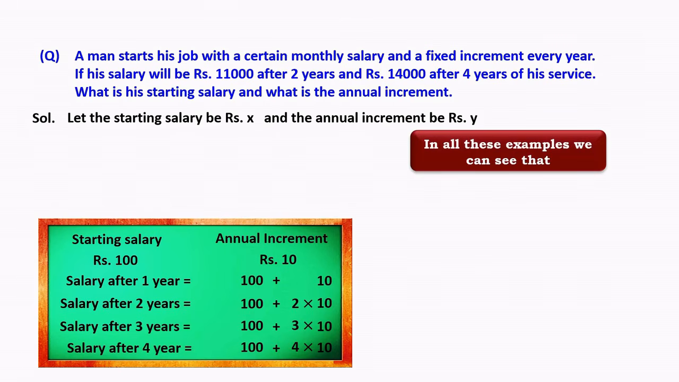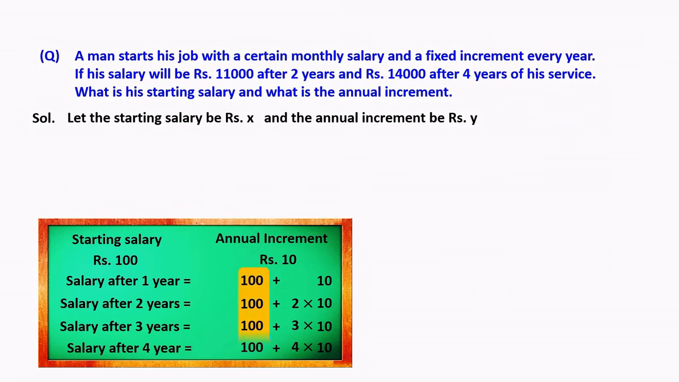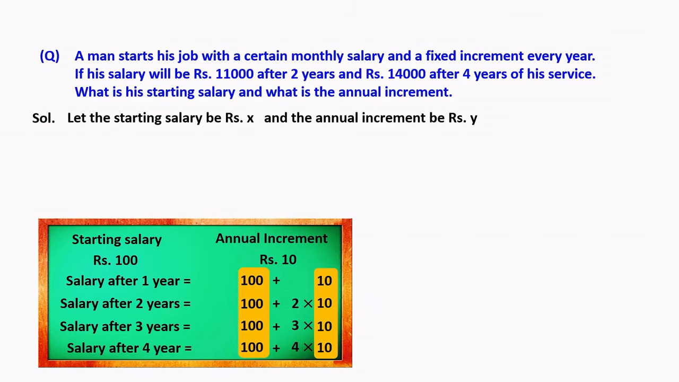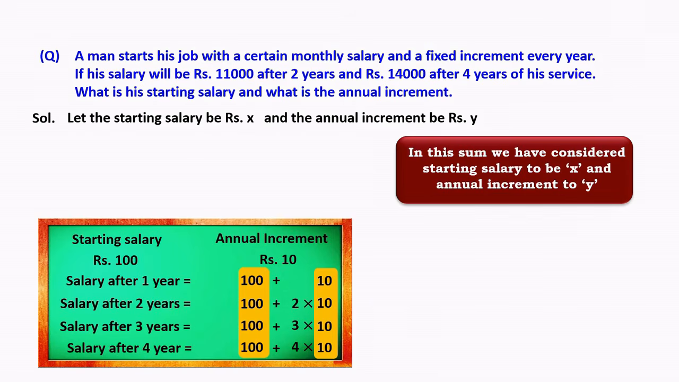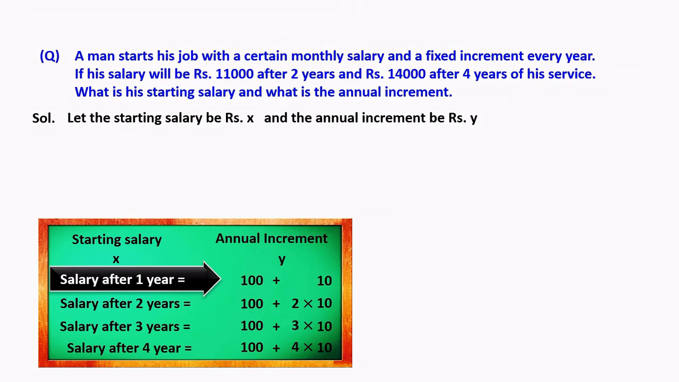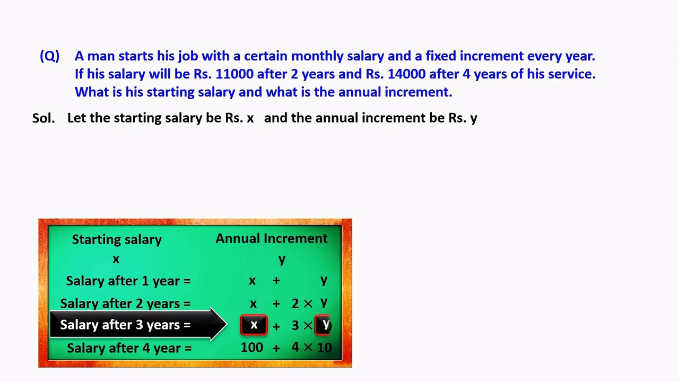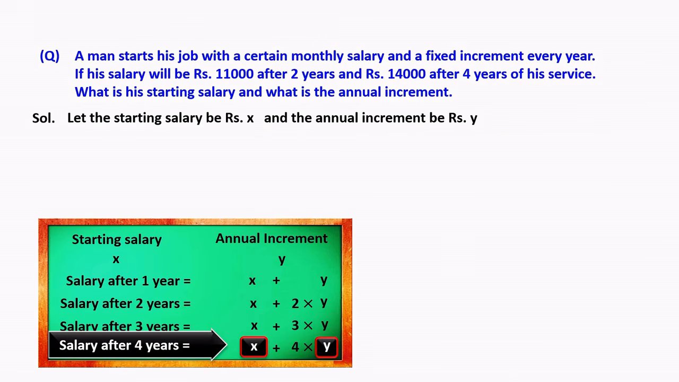In all these examples, we can see that the starting salary and the annual increment remain the same, but the number of years changes. In this sum, we have considered the starting salary to be x and the annual increment to be y. Salary after 1 year is x plus y. Salary after 2 years is x plus 2 times y. Salary after 3 years is x plus 3 times y. Salary after 4 years is x plus 4 times y.